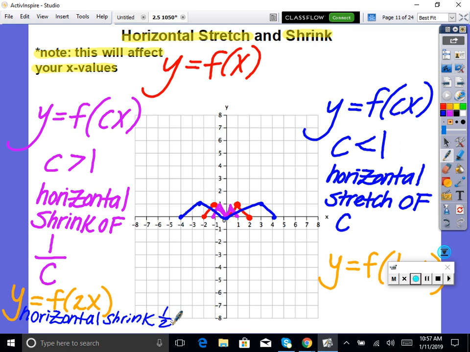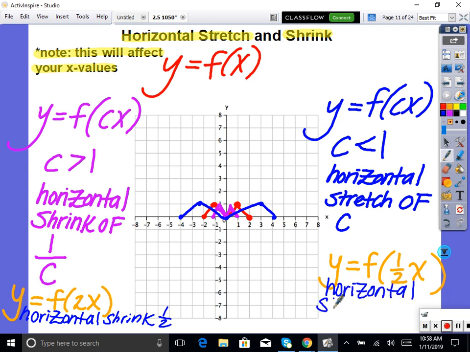So if we're looking at this, this would be the pink function here, okay? This would be the equation of the pink function. Okay, looking at this, if c is below 1, not negative, the negative is a reflection over y, but if it's a decimal or fraction smaller than 1, it's actually a stretch of c. So right here, if we have y equals f of 1/2 x, this would be a horizontal stretch of 2. Do you see how I just flip them? Either way, it's opposite with horizontal.